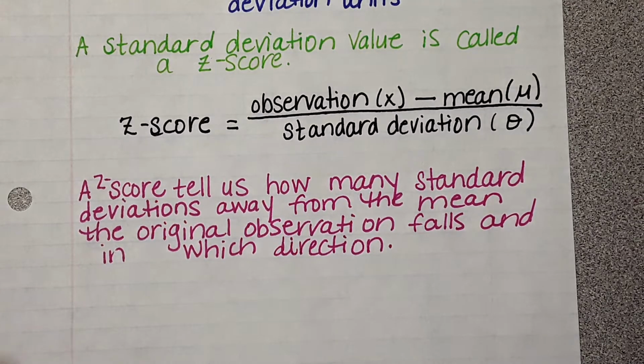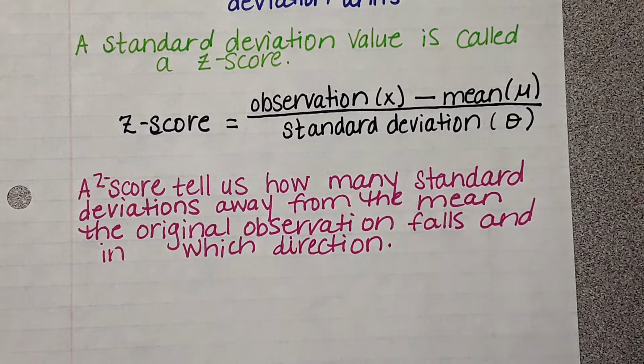Have you guys ever, well, you guys probably haven't, but have you ever taken a test and you find out what the mean is and you were below the mean? You don't have to admit it, okay, because I know you guys don't want to. But if you've ever been below the mean, that means your z-score is going to be negative. If you're ever above the mean, then your z-score would be positive.